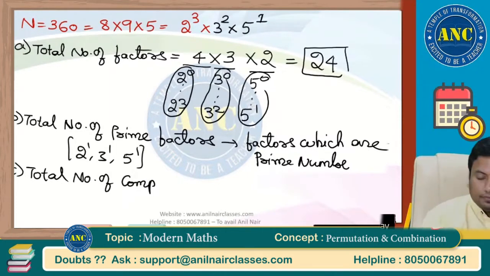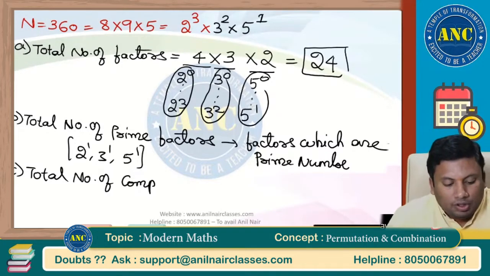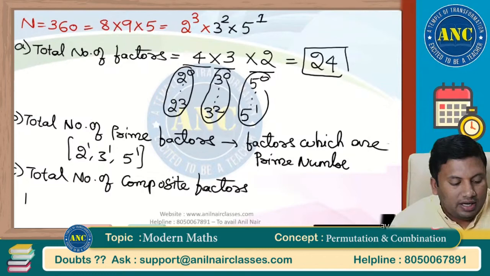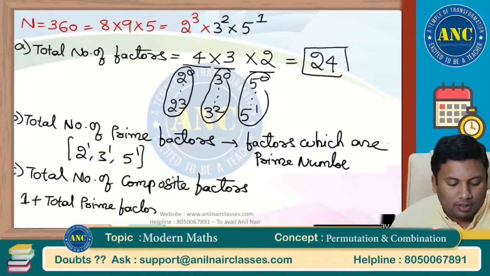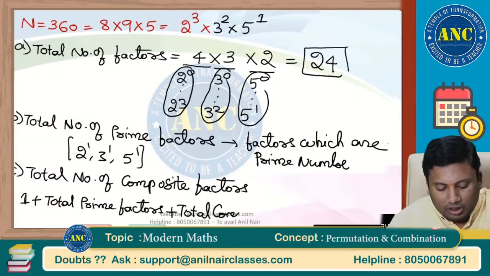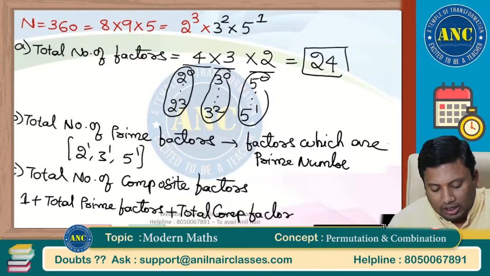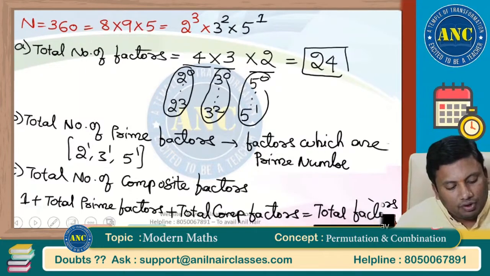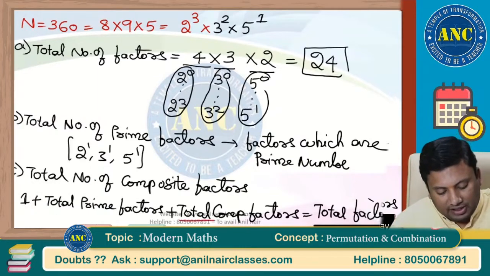Total number of composite factors. How to determine the total number of composite factors? 1 is neither prime nor composite. So 1 plus total number of prime factors plus total number of composite factors will give you total factors. That means composite factors this way require.